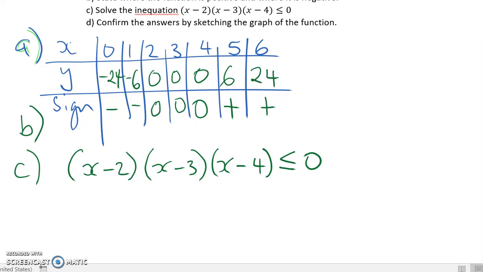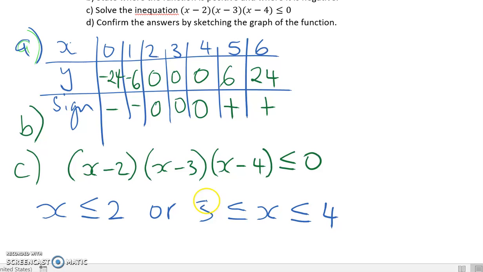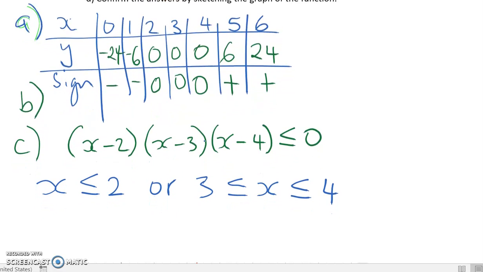So what I want to think about is basically looking at the signs and looking at my y values. Now I know that it's going to be when x is less than or equal to 2, because at 2 I've got a 0 and then negative sign, so that's when it's going to be less than 0. Or I could also have it when x lies between 3 and 4. Because if you have a look at our results here, between 3 and 4, they're also 0, right? So that's less than or equal to 0.